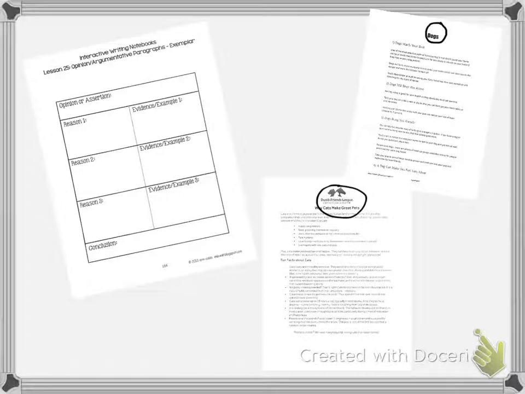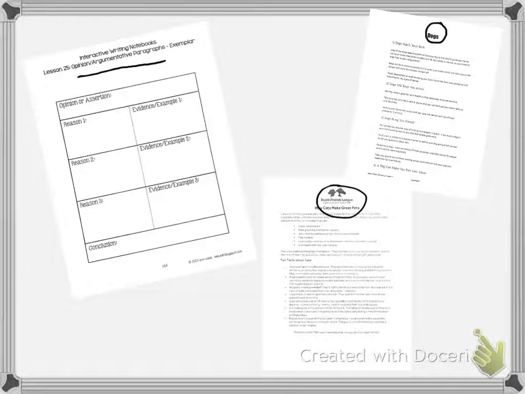You will also find a paragraph outline that will help you organize your ideas. Now you'll also notice that this paragraph outline is called Opinion Argumentative Paragraph Exemplar. You can also call them persuasive paragraphs. So there are three different names for this type of paragraph: an opinion paragraph, an argumentative paragraph, or a persuasive paragraph. I like to call them persuasive paragraphs because your purpose is to persuade your audience, your readers, to agree with your opinion. So I'm going to walk you through how to organize your opinion paragraph or your persuasive paragraph.